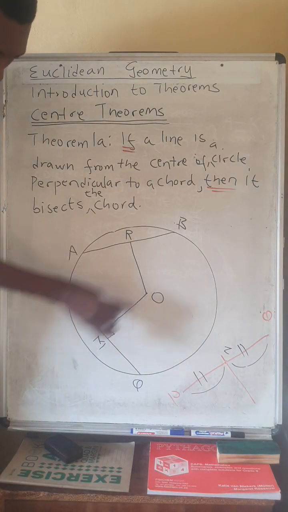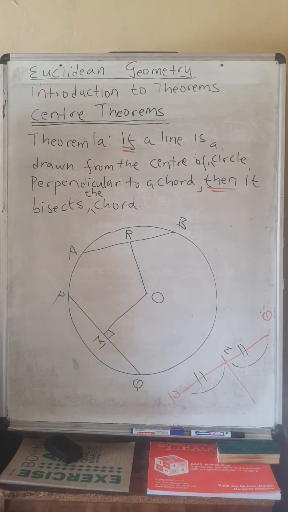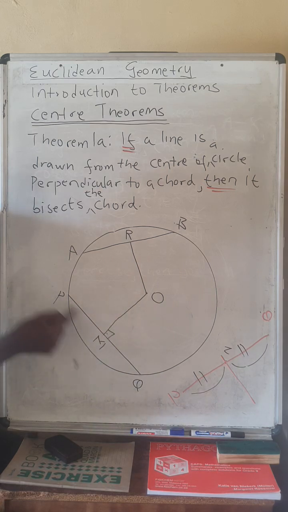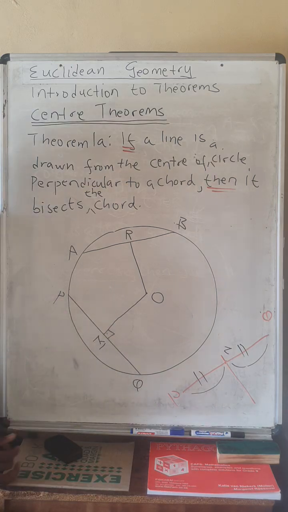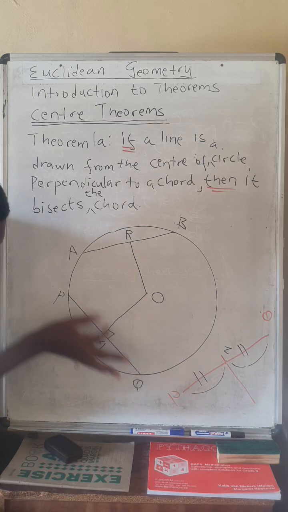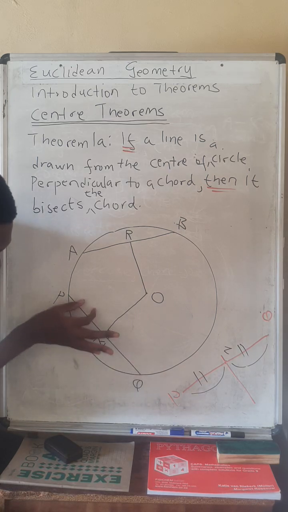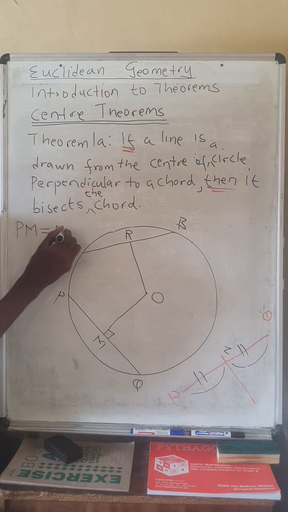And what is the conclusion? When I've got a line drawn from the center perpendicular to a chord, I know that line must bisect the chord. So it means OM will bisect what? It won't just split. It will split it in such a way that each portion will be equal. These portions are going to be equal to each other. It means, in order for me to conclude from this diagram, I can say therefore PM will be equal to MQ.